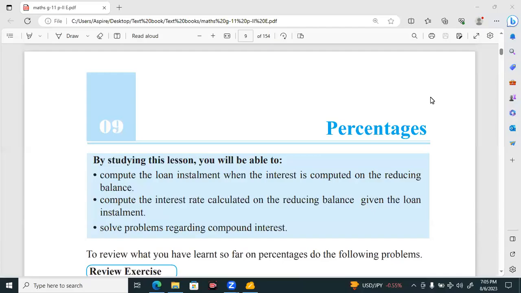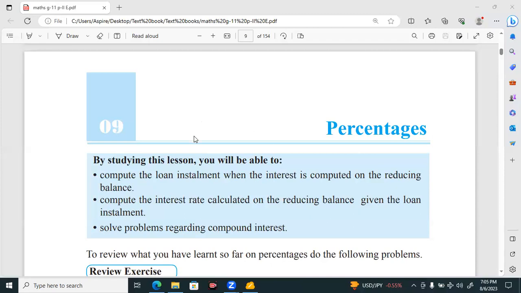Yes, teacher. Okay, Pute. Today we are going to start a new lesson. It is the first lesson of the second term. We have done one lesson in the second term. This is your ninth lesson. Write the topic. It is percentages.